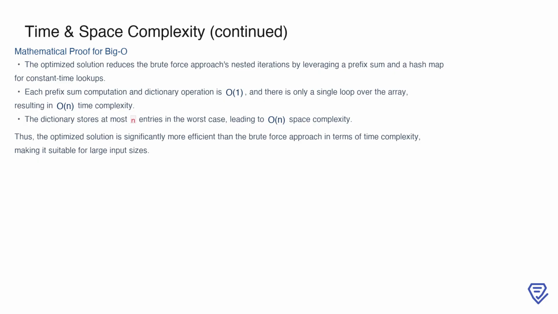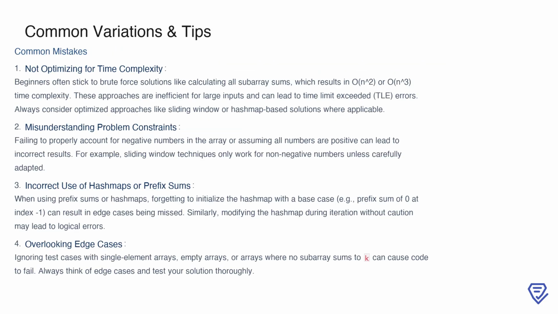Similarly, the hash map stores at most n entries in the worst case, resulting in an O(n) space complexity. These optimizations make the solution not only faster but also scalable, making it far superior to the brute force approach for large inputs. When solving this problem, there are a few common mistakes to watch out for.